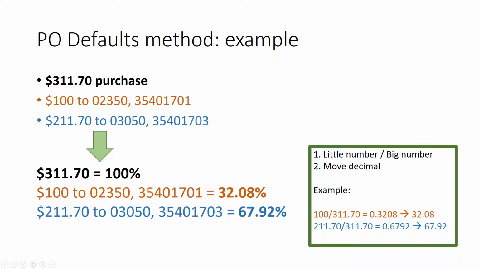Going ahead with this technique, get your percentages ready. If you don't know how to do that, you take the small number, such as the $100 that's going to 02350, divide it by the big number, the total purchase. You'll get this decimal number. Move the decimal spots 2 to the right to get 32.08 in this example. Do that for all of the dollar amounts that you're splitting out. Then you'll want to confirm that your percentages, however many you have, add up to 100.